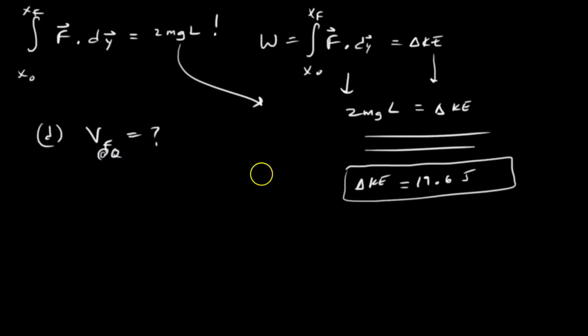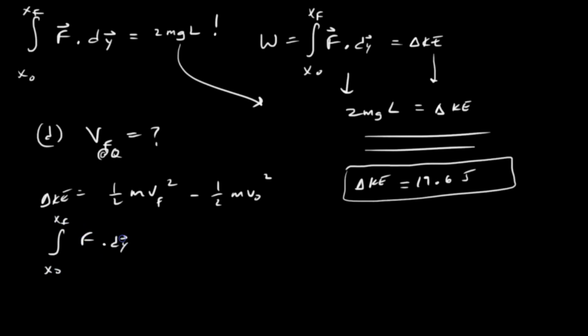At Q. So we know that the change in kinetic energy means 1/2 mv f squared minus 1/2 mv0 squared. And we know that the integral from x0 to xf of f dot dy is equal to the change in kinetic energy. So this integral is equal to, pulling out the common factor of 1/2 m, 1/2 m times vf squared minus v0 squared.